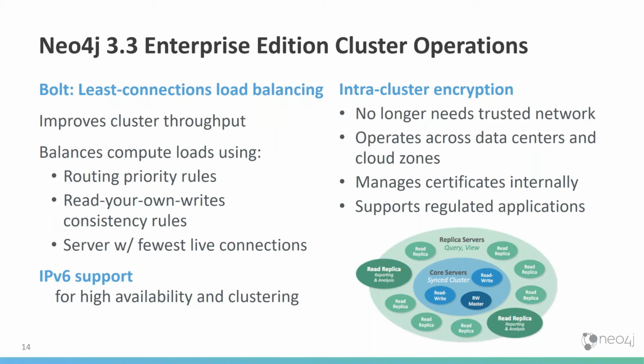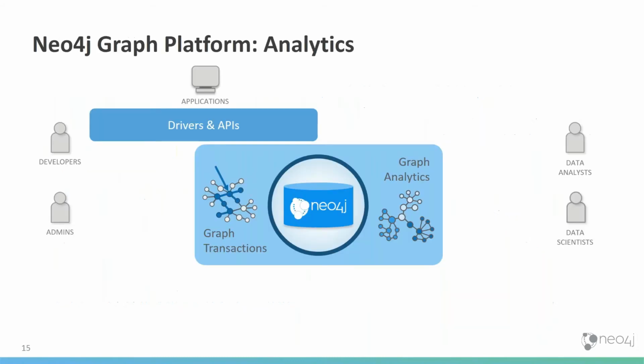So now all traffic that goes from one server to the next within Neo4j is encrypted within Neo4j itself. So we manage that and take that burden off of you. So you no longer need to set up your own VPN or trusted network. It'll operate across both data centers or cloud zones. We're managing the encryption and the certificate handling ourselves, and it makes it much easier for you to deploy certifiable or regulated kinds of applications.